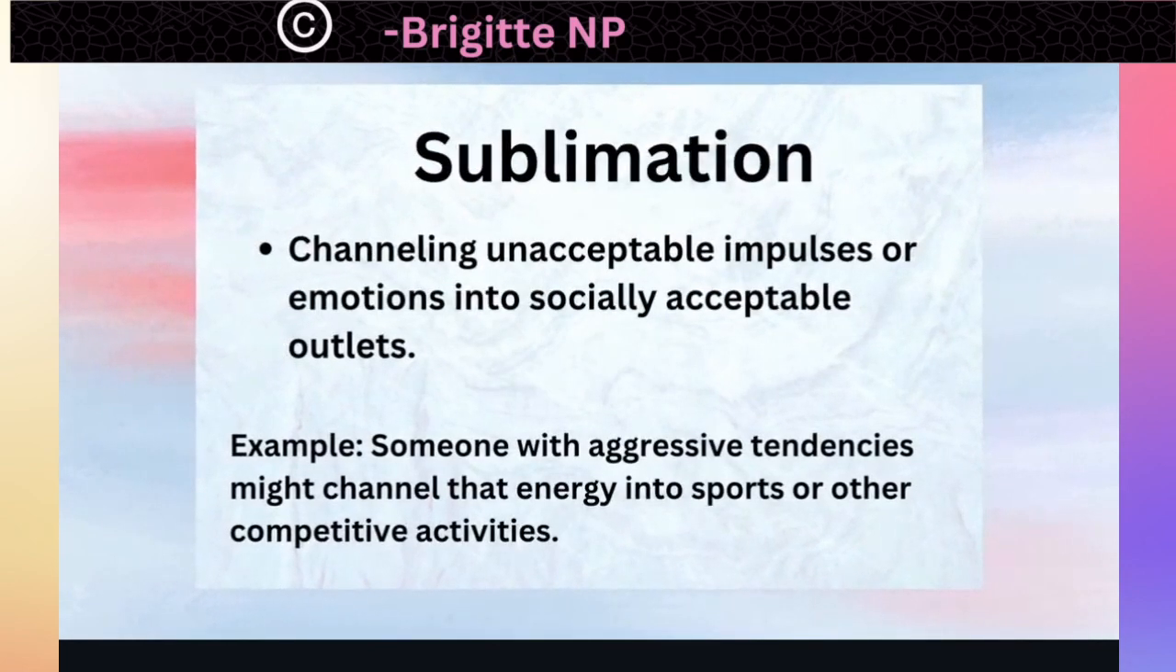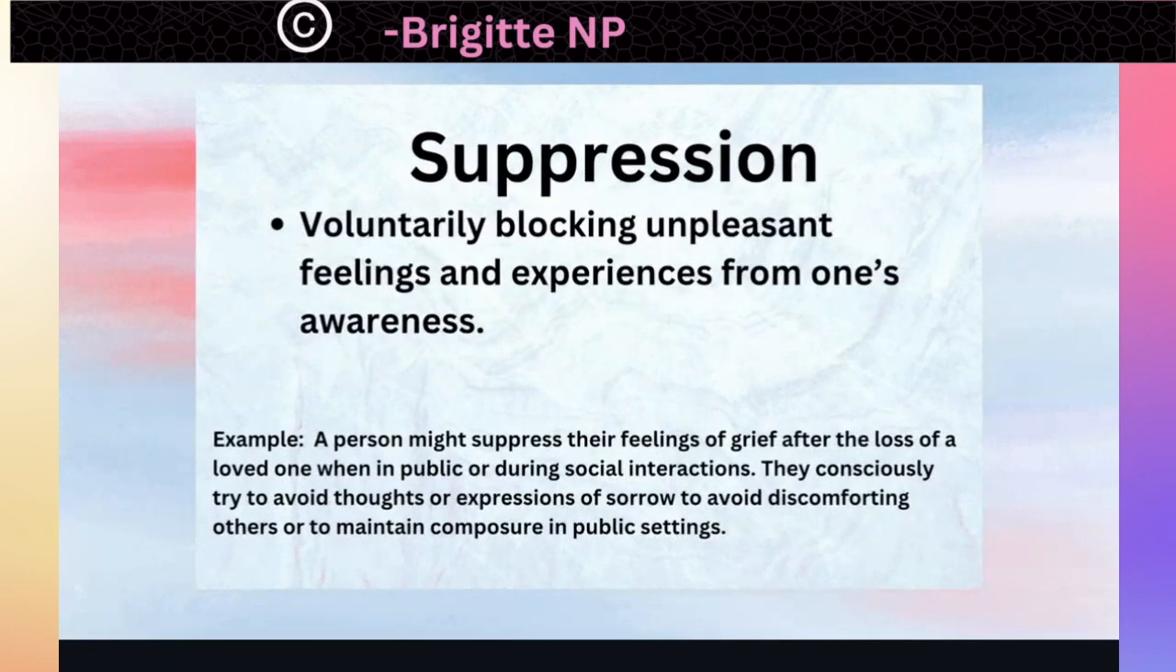Sublimation is channeling unaccepted impulses or emotions into socially acceptable outlets. So someone with aggressive tendencies might channel that energy into sports or other competitive activities. Someone who likes to fight might go into boxing. Suppression is another frequently tested on. Imagine that voluntarily is in red. If you purchase this PowerPoint, I would highlight voluntarily. That is the keyword with suppression, that you're voluntarily blocking unpleasant feelings and experiences from one's awareness.